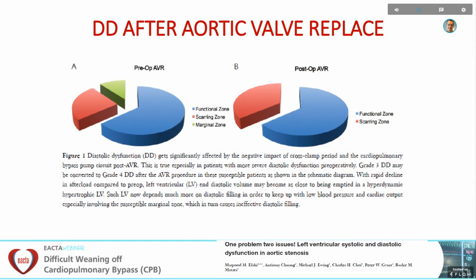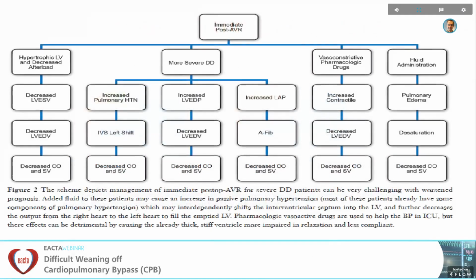It is very well studied in the setting of aortic valve replacement for aortic stenosis. Diastolic dysfunction is affected, for example, by a long cross-clamp period or a long cardiopulmonary bypass. And what is the right inotrope or vasopressor in this setting? This is the flow chart that can help us.